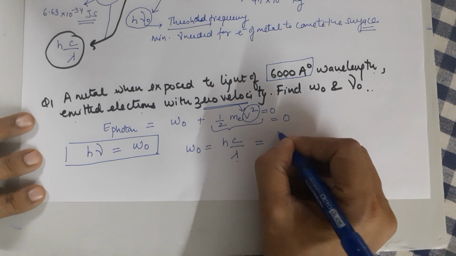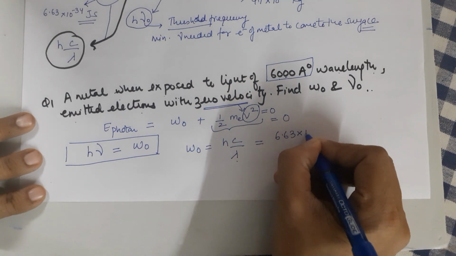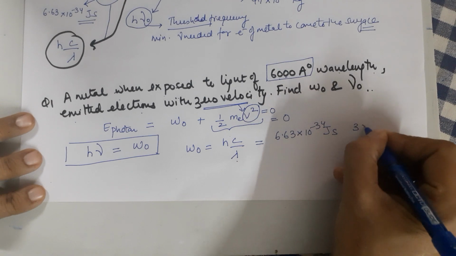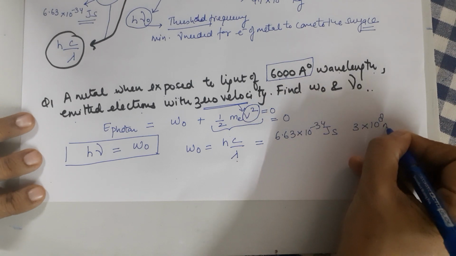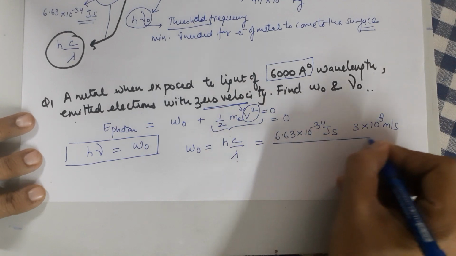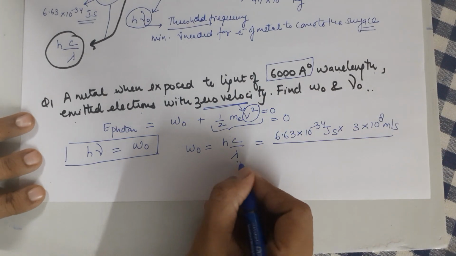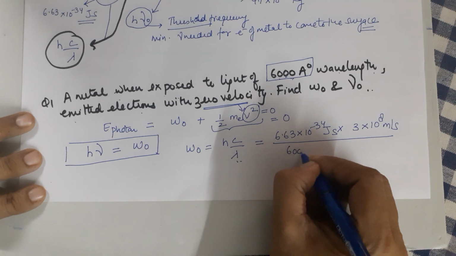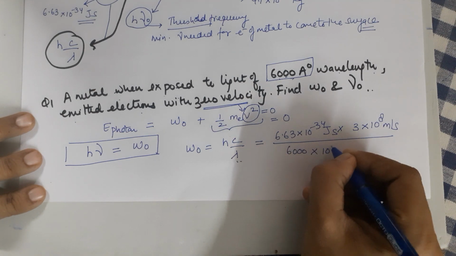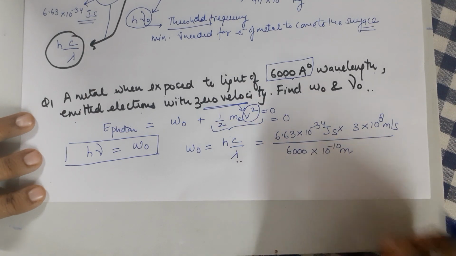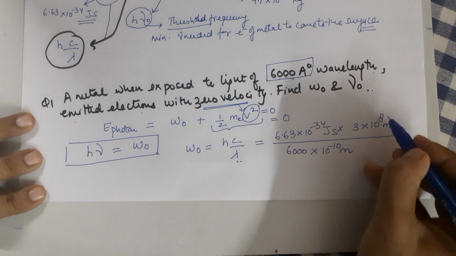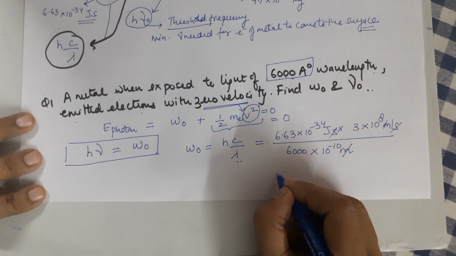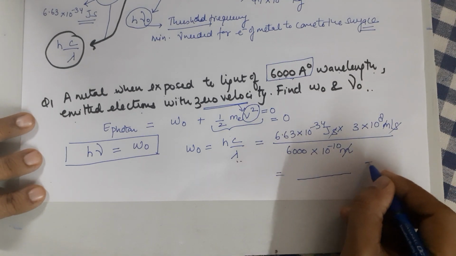Therefore, you can substitute the values. 6.63 into 10 to the power minus 34 joule second. c is equal to 3 into 10 to the power 8 meters per second divided by the wavelength. Wavelength has to be taken in meters, which would be your 6000 into 10 to the power minus 10 meters. So your meters get cancelled, seconds get cancelled, you end up in the answer in joules.